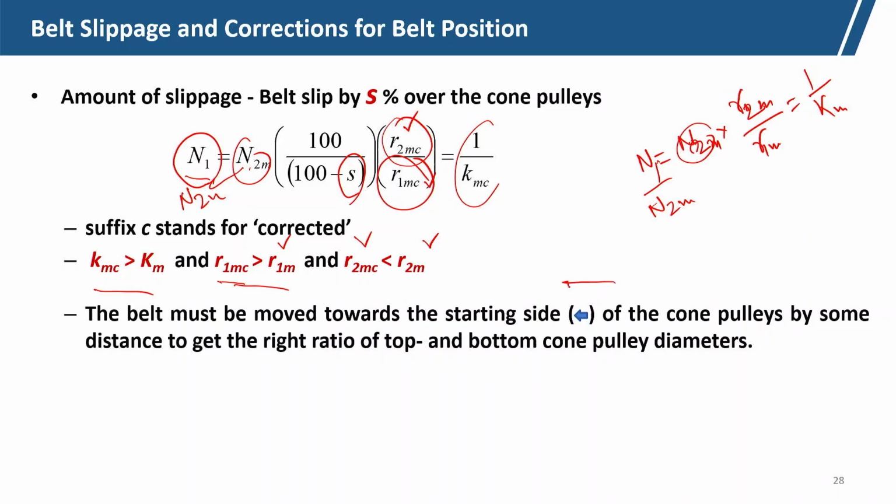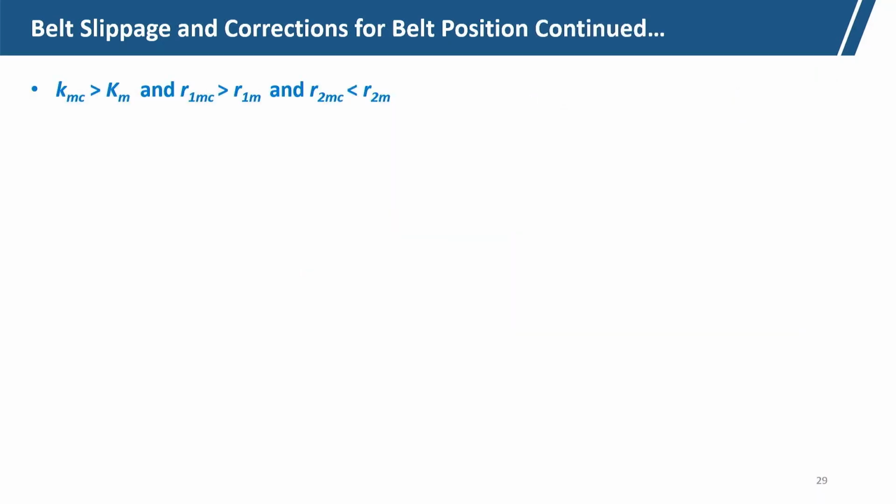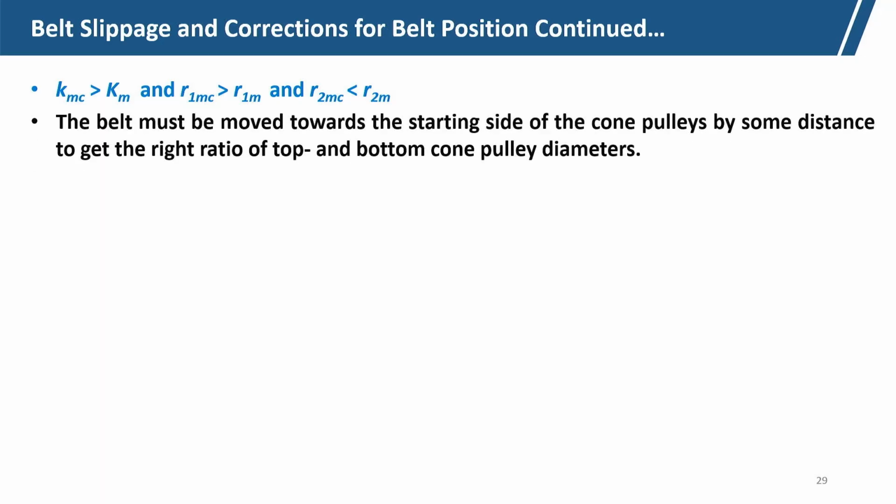So, towards the left side we shift the cone pulley by some distance to get the right ratio of the top and bottom pulley. So, there is a slippage for a particular layer to maintain the speed. So, we have to shift the cone belt a little bit on the left side towards the starting side. So, that is the relationship: the belt must be moved towards the starting side of the cone belt some distance to maintain the ratio.